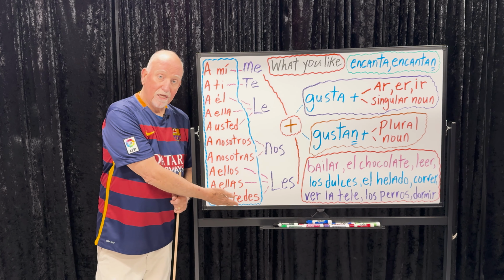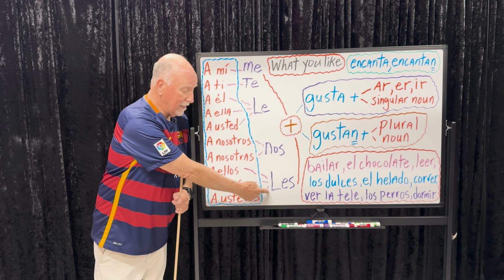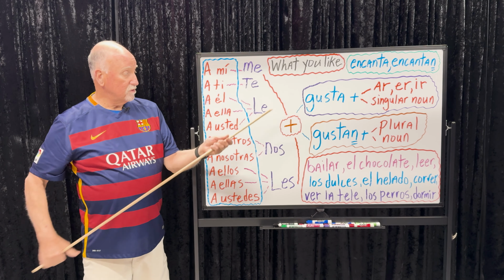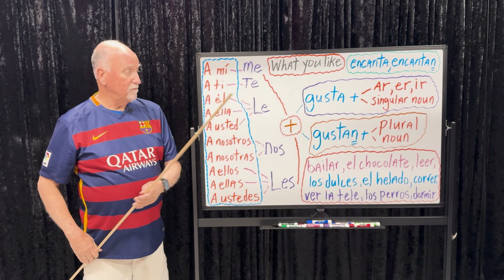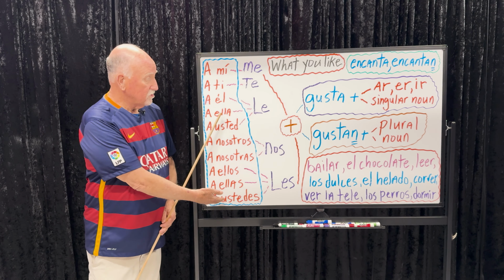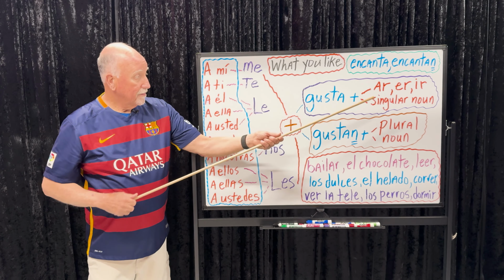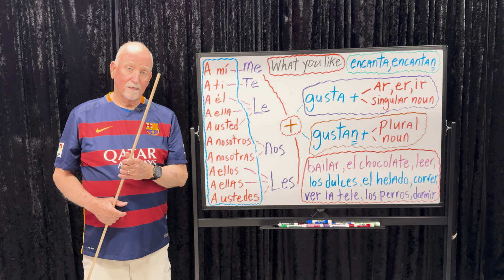A los niños. A los niños les. Which one is it? It's a singular item. It's going to be gusta. A los niños les gusta el chocolate.